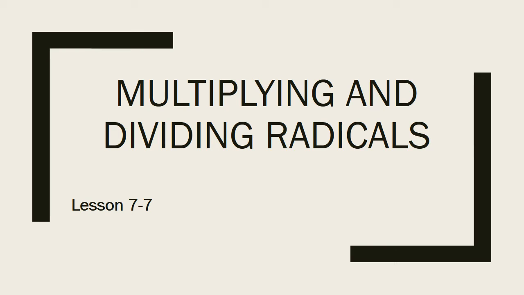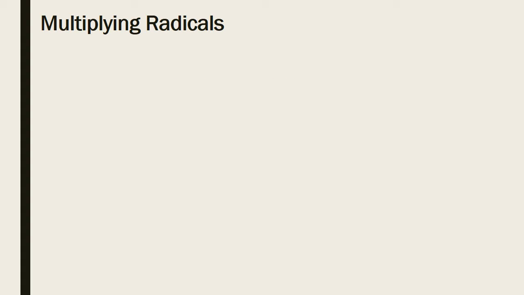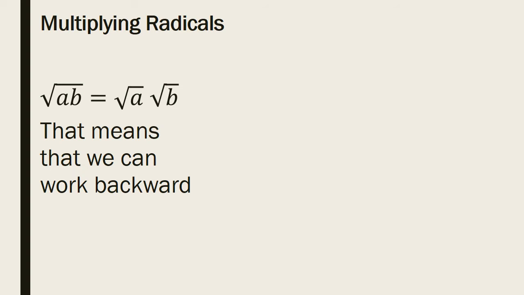Hi guys, in this video we're going to talk about multiplying and dividing radicals. Let's talk about multiplying radicals first. Last class we simplified radicals and we said the radical of two numbers or two factors multiplied by each other is equal to the radical of the first factor times the radical of the second factor. So today we're going to work backward.